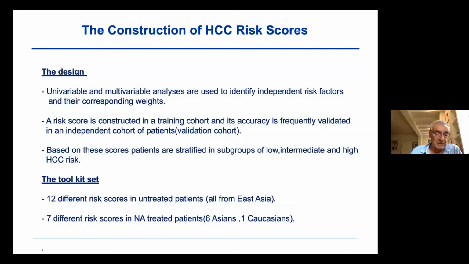Currently, there are 7 different risk scores that have been generated in nucleotide-treated patients. 6 were from Eastern Asia, 1 from the Caucasian world, mainly Europe.